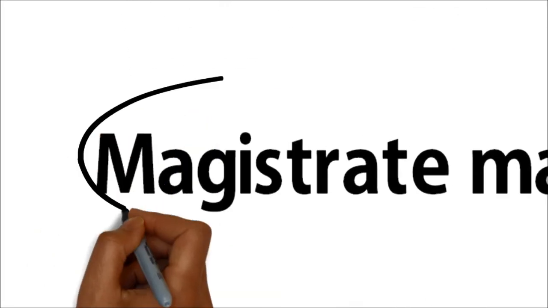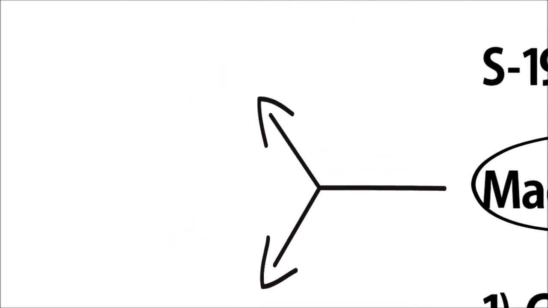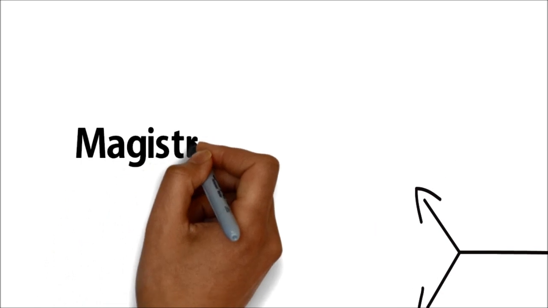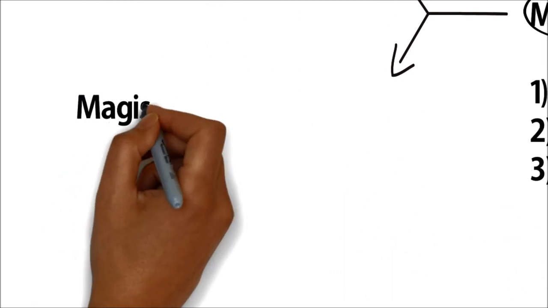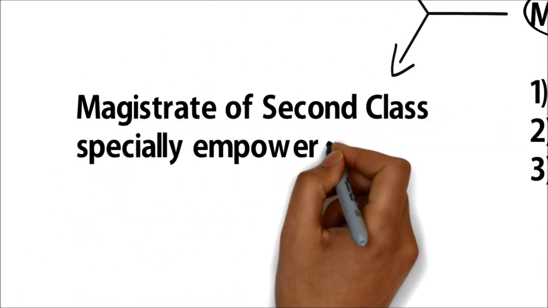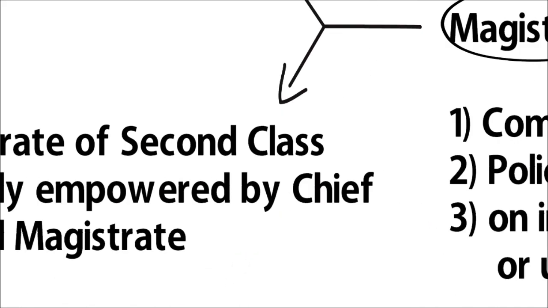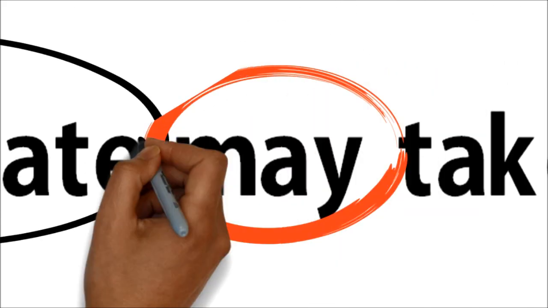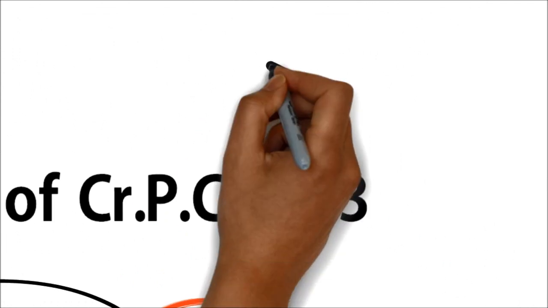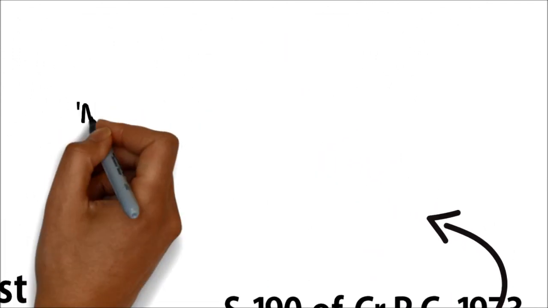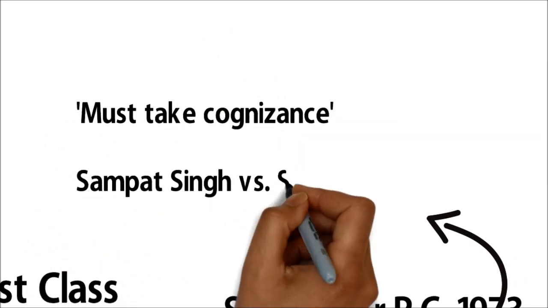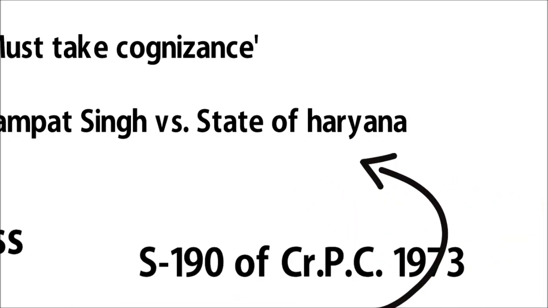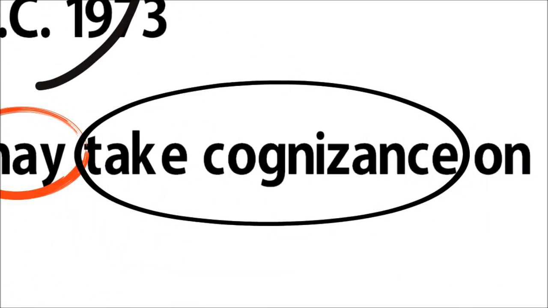There are a few words that we have to understand carefully, like magistrate. The word magistrate includes magistrate of the first class and magistrate of the second class, who is empowered especially by the chief judicial magistrate. Another word is "may". The word "may" is very important, as it must be read as mandatory, as stated in the case Sampat Singh versus State of Haryana. You can view this citation in the description box.